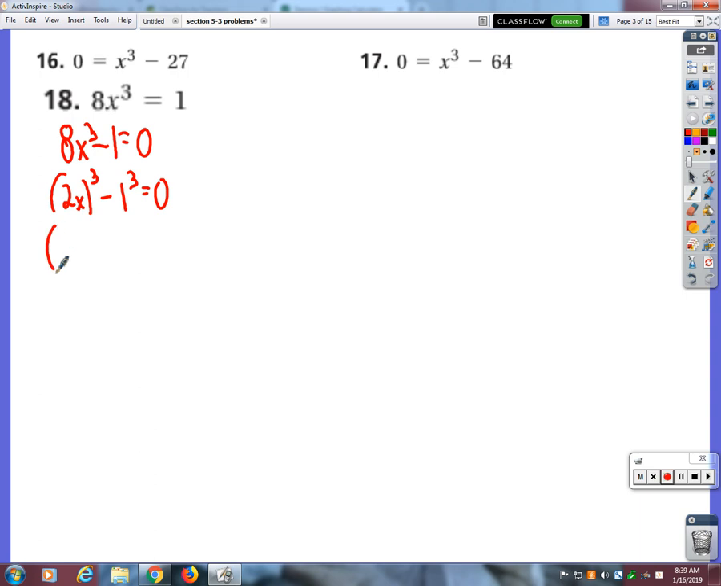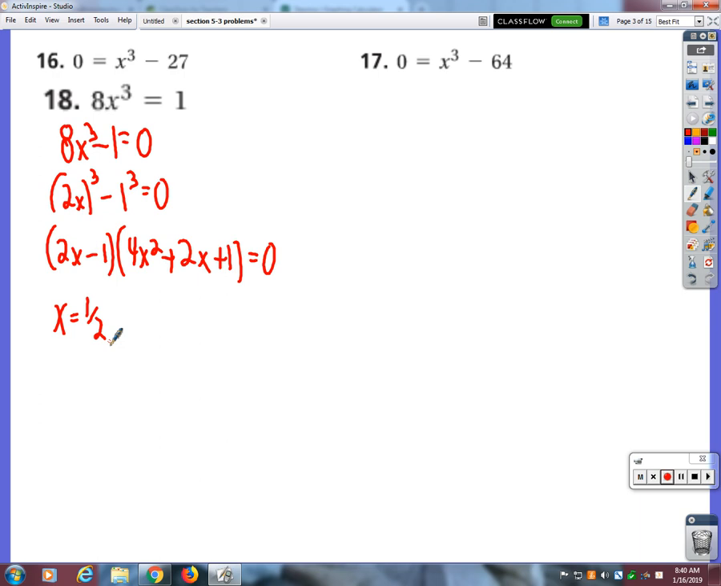Okay? So to factor this, I would go 2x minus 1 times this thing squared, 4x squared, plus these two things multiplied together, which would be 2x, and then plus the last thing squared equals 0. What answer does this give us? Yeah, this would give us x equals 1/2. This one right here we would have to solve using the quadratic formula, and I'm okay if we just don't do that.